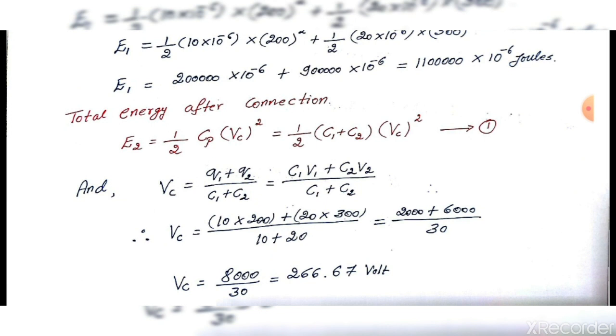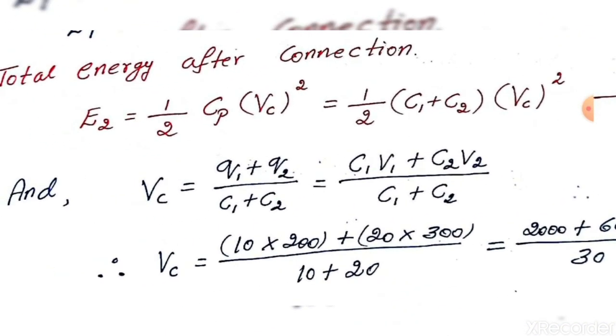What is the meaning of common potential? Observe, the common potential is nothing but total charge divided by total capacitance. This is because two different capacitors are at two different potentials, right? Since in a parallel combination the potential difference should be the same for the two capacitors, we are finding a common potential here. Observe the formula: Cp is replaced by C1 plus C2, into Vc square. Find out Vc as Q1 plus Q2 by C1 plus C2.